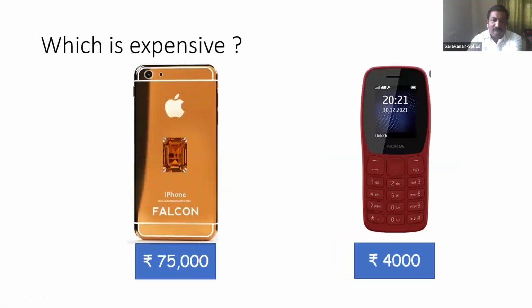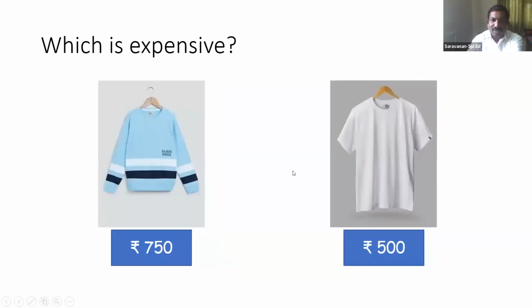Both are phones. One is an iPhone at 75,000 and the other is very cheap, 4,000 rupees only. So now we click on which is expensive. Click on iPhone. It has some response. If they click on the wrong one, it's a different sound, isn't it, Saruna? Yeah. Okay.